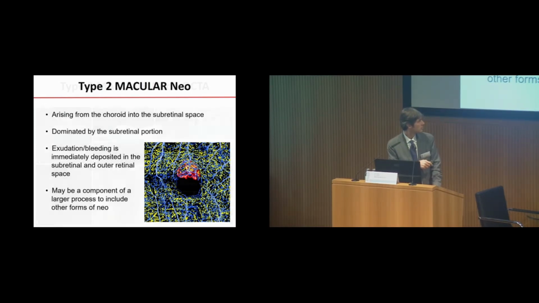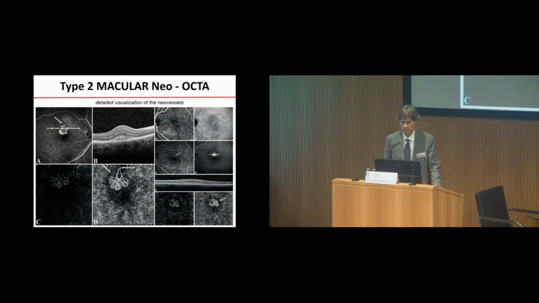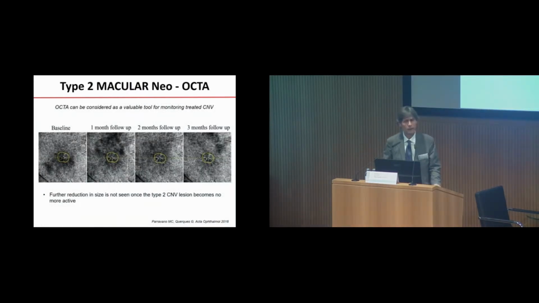The major advantage of adding OCT-A in these cases is that we can nicely see all the characteristics of the neovascularization as compared to FA. We can also see a draining venule and a feeder vessel. We can also follow the progression of these new vessels and all the network of the new vessels over time after treatment, even though once you have a type 2 that is stable, is no more exudative, it seems that there is not much change over time.